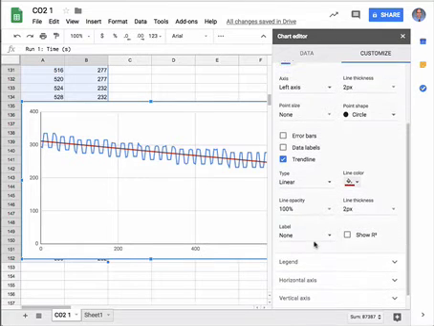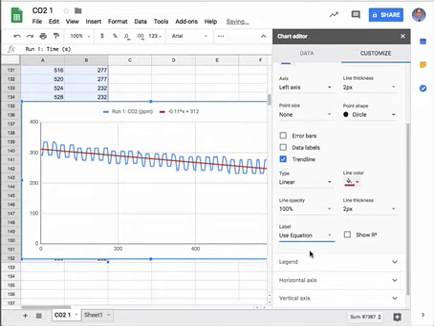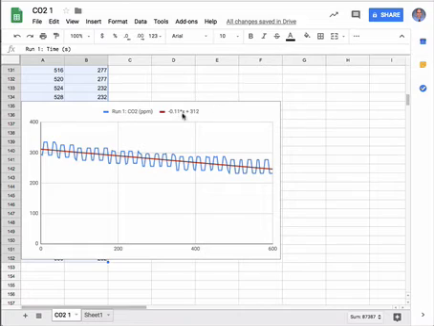Now the other thing we're going to do, it has no label on the line. I want to label the line. I'm going to label the line with an equation that's going to give us the y equals mx plus b, the slope-intercept, which tells me the slope. So here's the slope right up here.